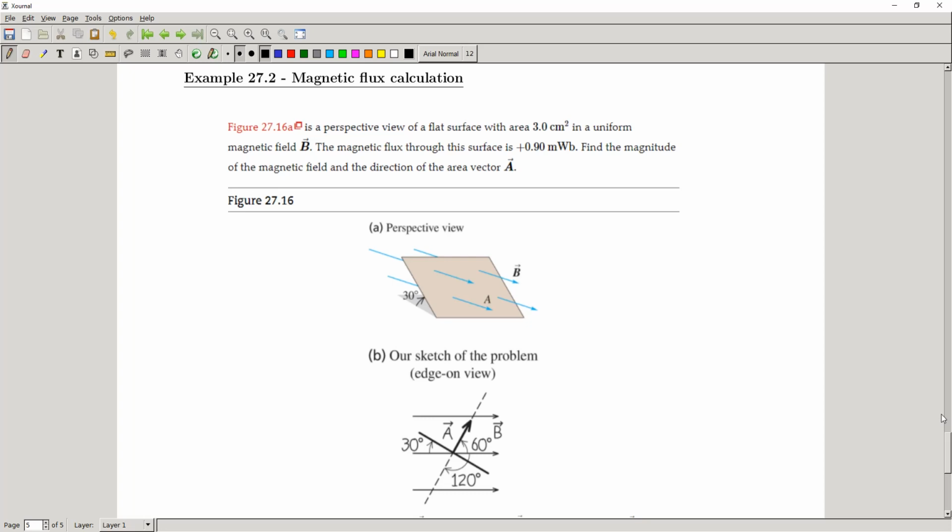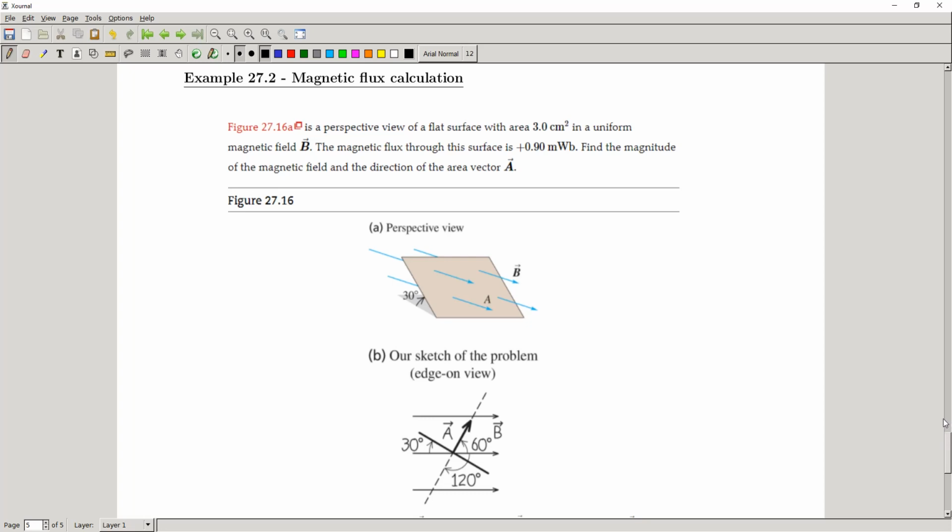We have the figure below. We have this perspective view of a flat surface with an area of 3.0 centimeters squared in a uniform magnetic field, B, which we can see indicated by the blue lines. The magnetic flux through the surface is given to us. It's 0.9 milliwebers, and we want to find the magnitude of the magnetic field and the direction of our area vector A. Okay, so let's start off.